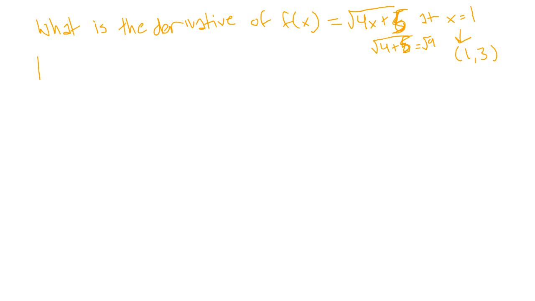Our limit as h approaches 0, and we're going to have f of a plus h, so that's going to be the square root of 4 times 1 plus h, plus 5, all minus 3, over h. So this one, as you can see, is in a different format than the one we had earlier, but that doesn't mean we can't still work with it.